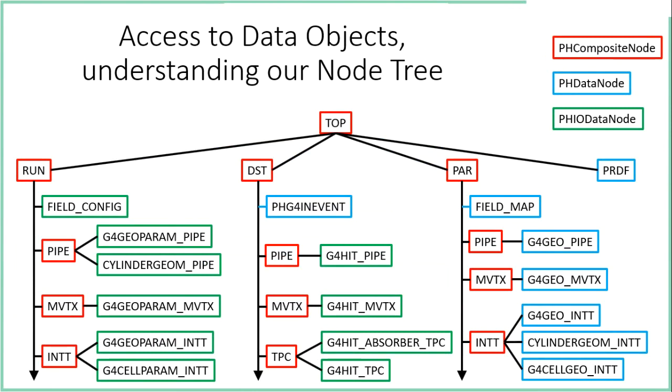The difference between a data node and an I/O data node is that the I/O data nodes can be written out into a ROOT file, which basically means they have to inherit from the TObject. A data node doesn't. So in principle, on the node tree, you can put any object. They don't have to inherit from the TObject. They don't have to be able to be written out. So if you have something a subsequent module needs to access, you can put it on the node tree.